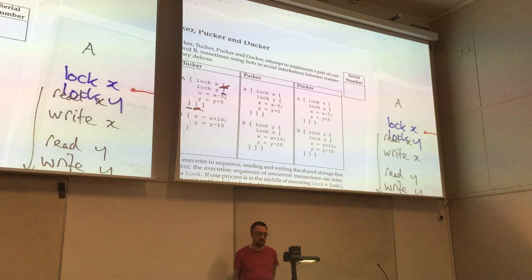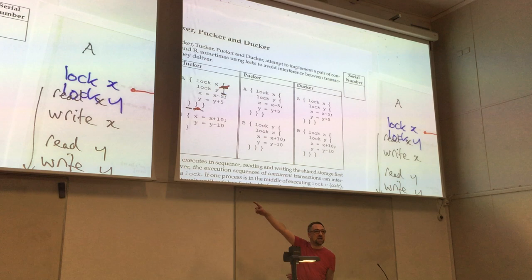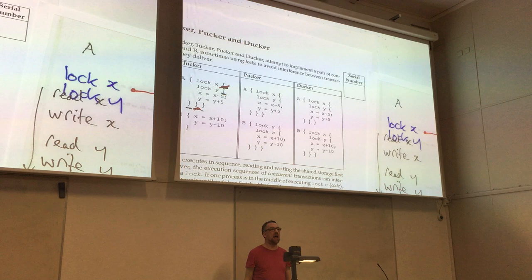Can Ducker's code do any of these weird wrong answer outcomes? No, because Ducker has made both transactions atomic. So we will get either A then B or B then A. Can Ducker's code deadlock? No, because they both race to take the first lock. And whichever one wins the race goes first. But then the other one will be free to finish. And that means the other one will successfully go second.